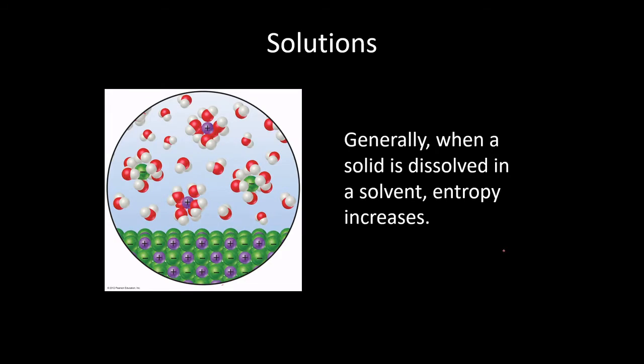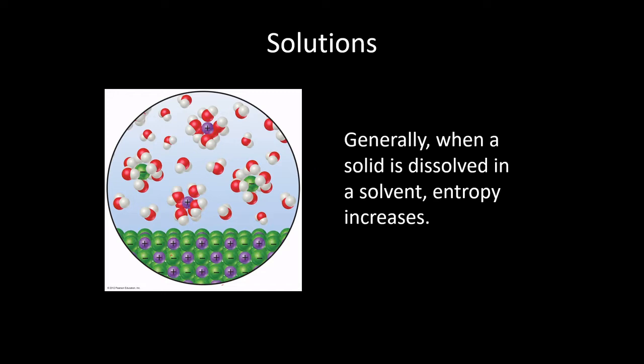Continuing on here with our discussion of entropy, let's talk about what happens when a solution forms. We talked about this in the second chapter of this class as well, but we're going to talk more about it now. When a solution forms, there are two different effects on the entropy of the system.